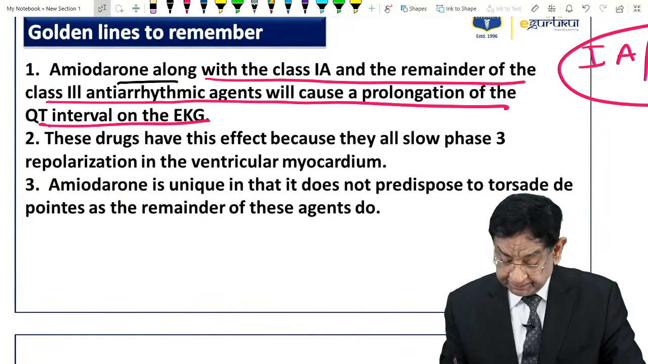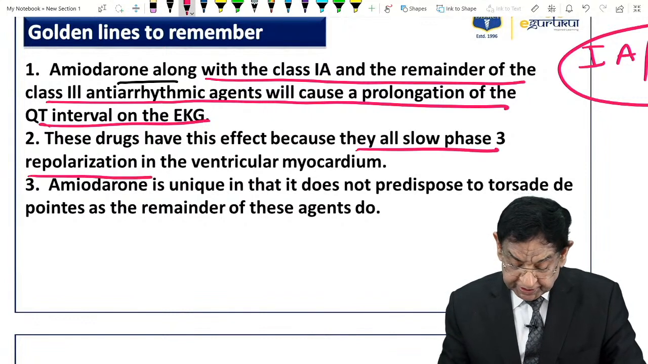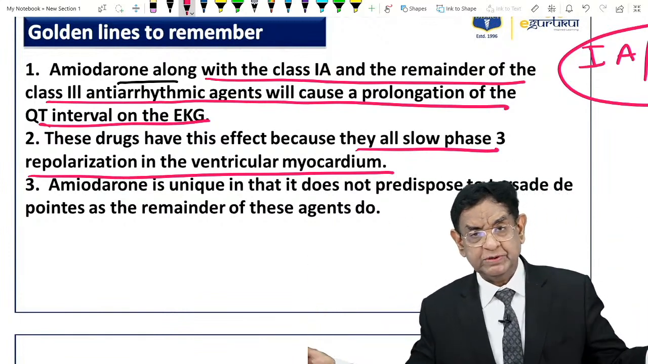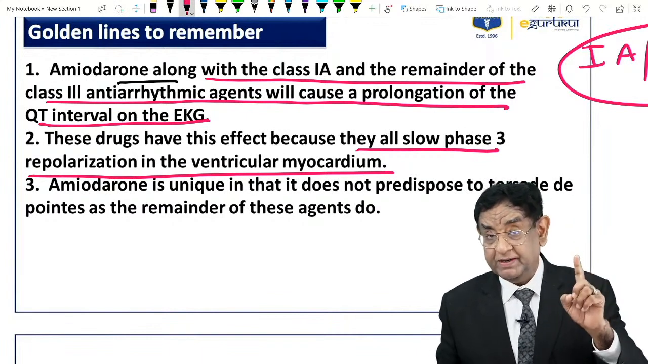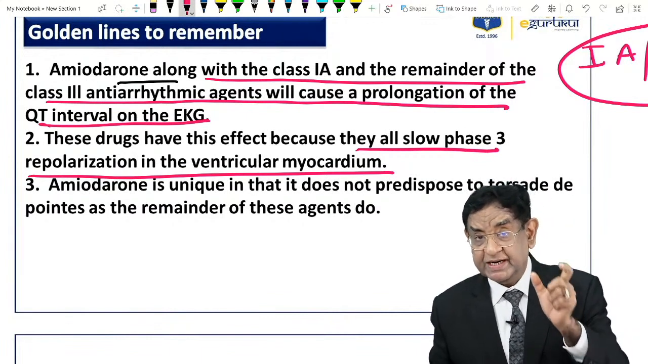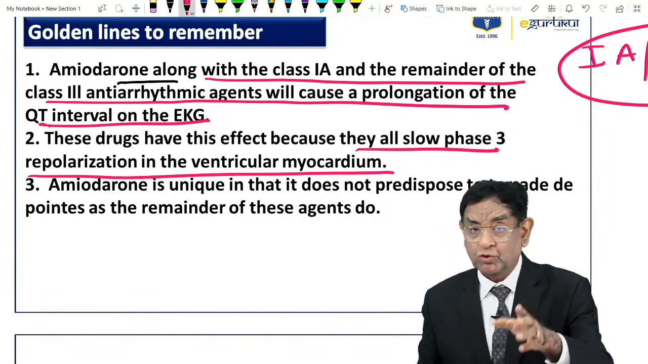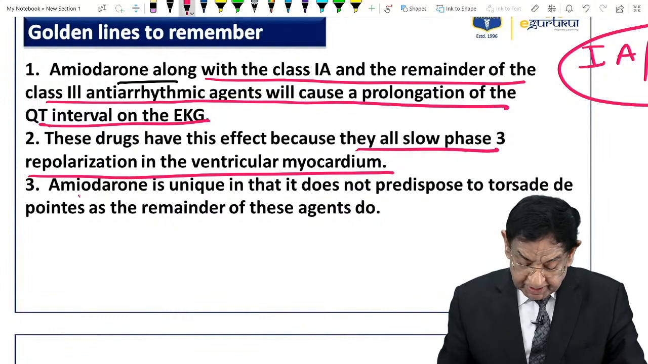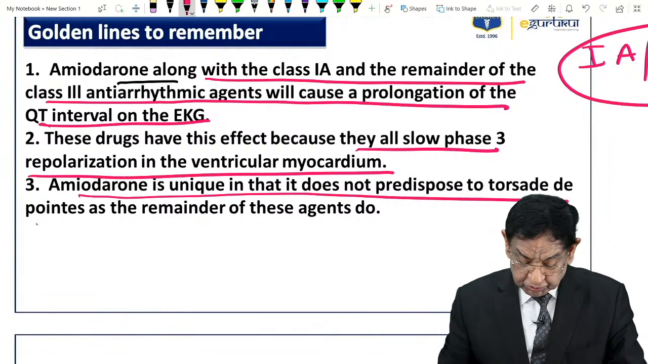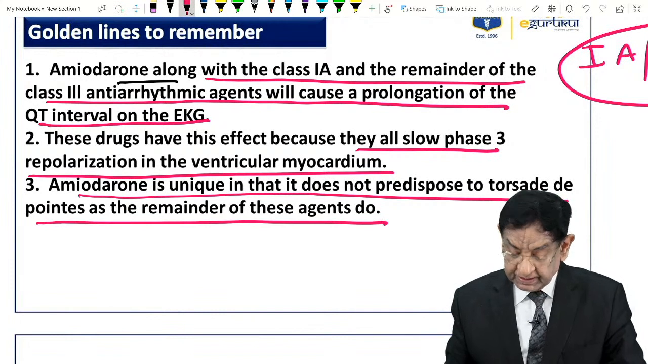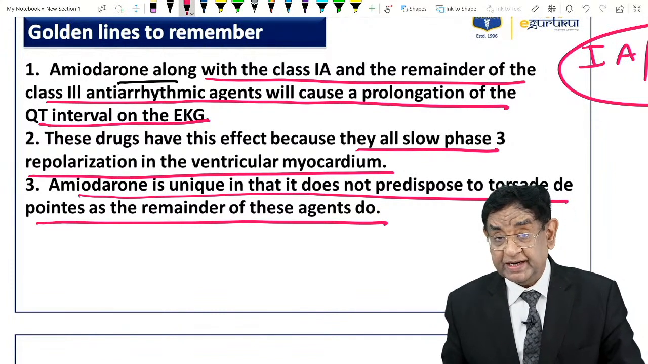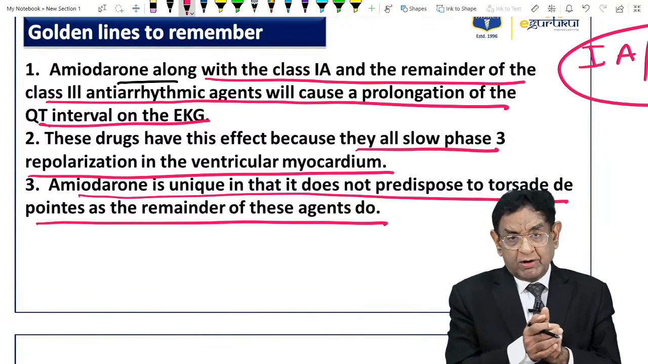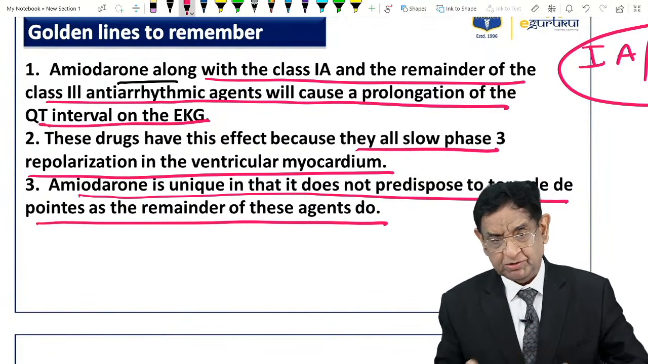Now class 3 drugs slow down the phase 3 repolarization. So definitely repolarization will be slow, that leads to prolonged QT. Remember, QT interval includes the systole as well as diastole, depolarization as well as repolarization. Amiodarone is unique in that it does not predispose to torsade pointes. All other drugs, class 1A and all other class 3 drugs, will cause this problem except amiodarone, because amiodarone has many other actions also.